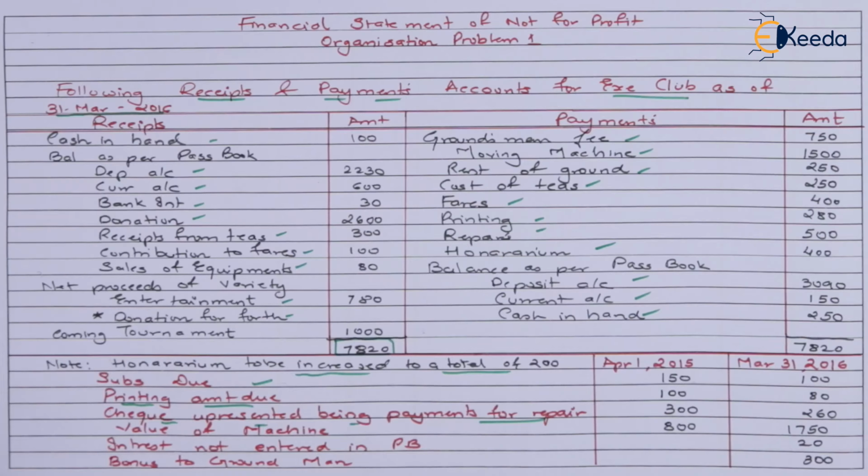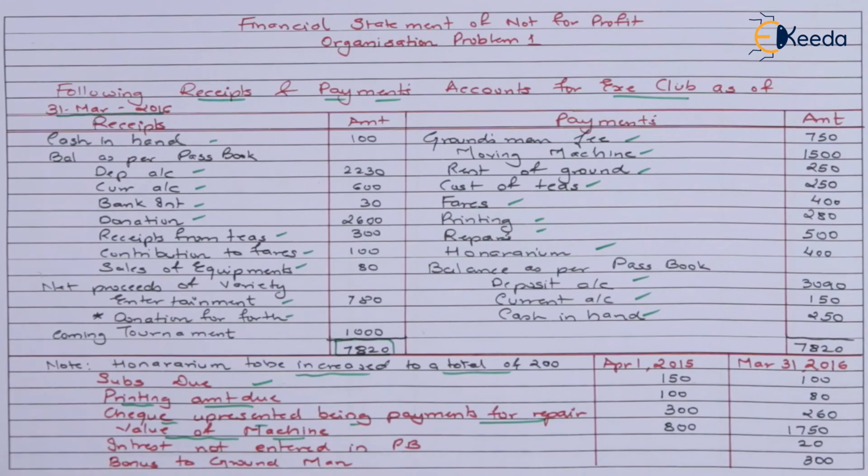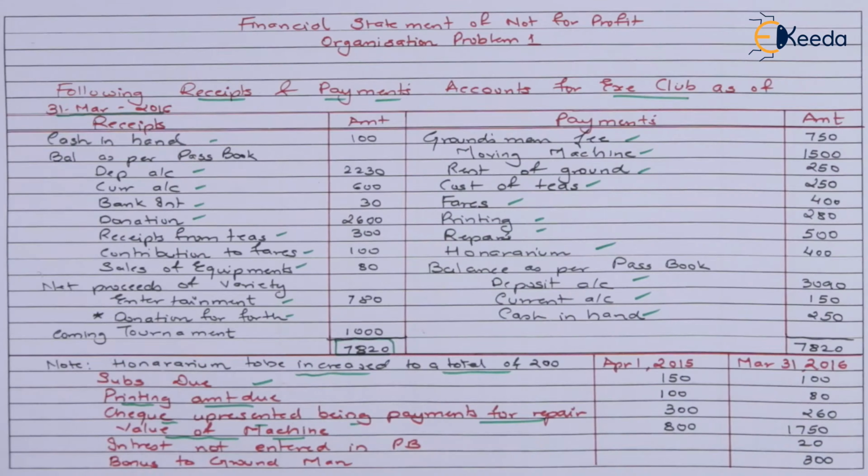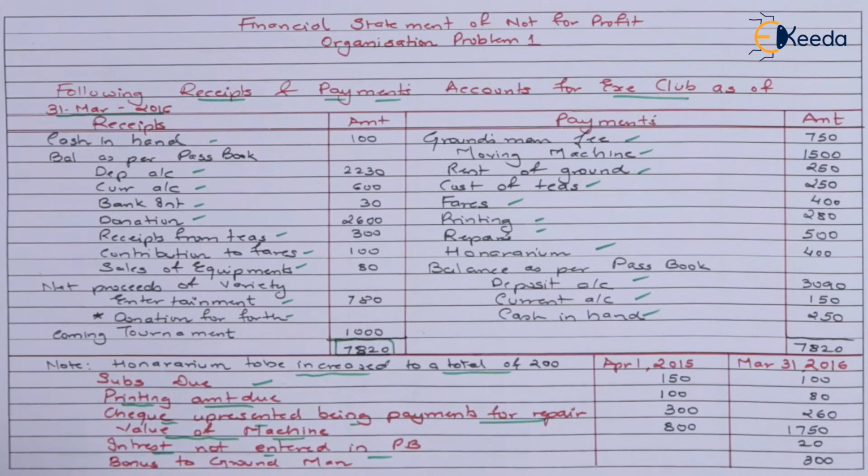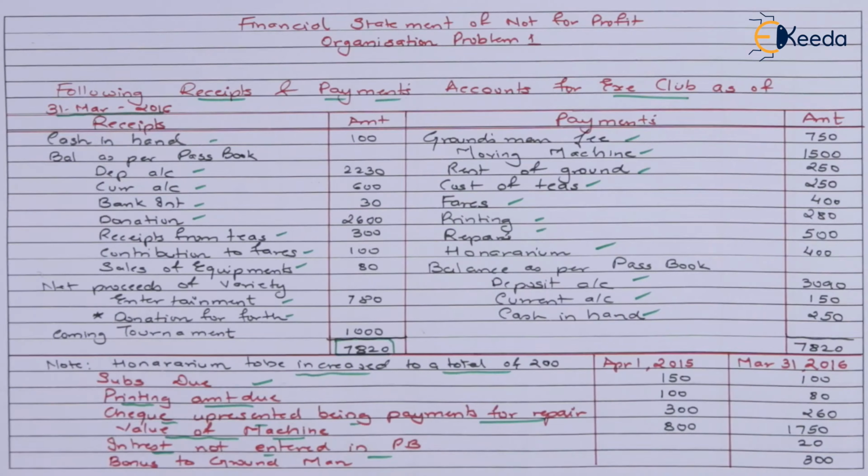Now, the cheques that were presented for payment of repairs are still unpaid, or rather they haven't gone to the bank for payment. The closing value of the machine has been mentioned here. There is also certain interest that we have already earned, but it hasn't been entered in the passbook, which means it is an unclaimed amount that is still due. And the last information refers to the bonus to groundsmen. That means the groundsman's fees, and in addition certain bonus, mentioned only for 31st March 2016.